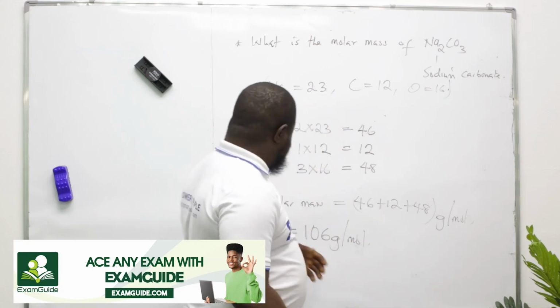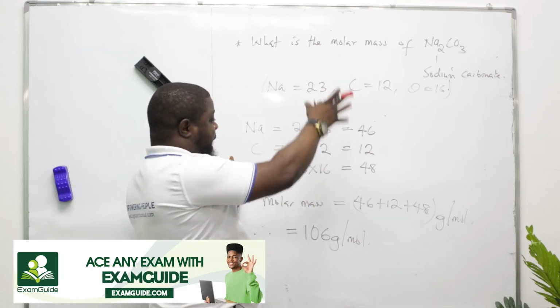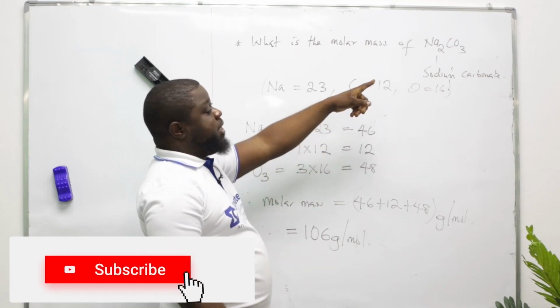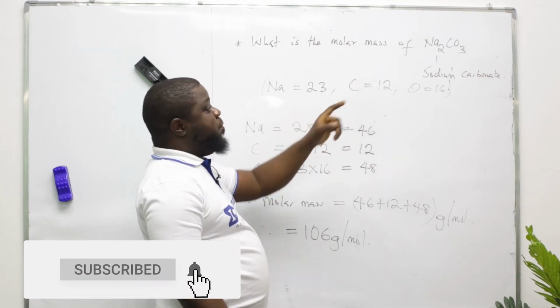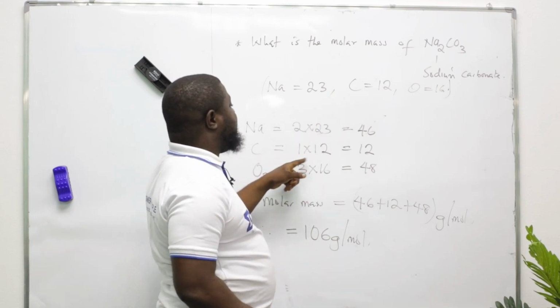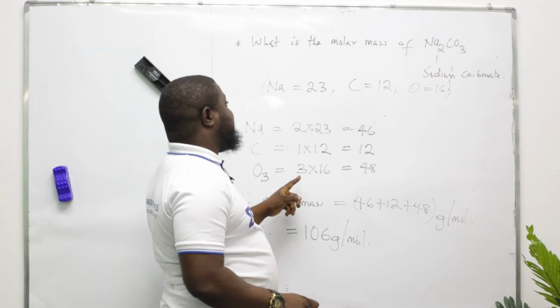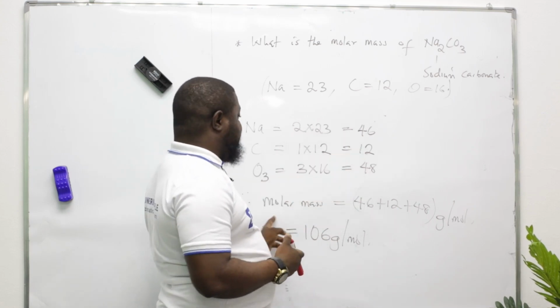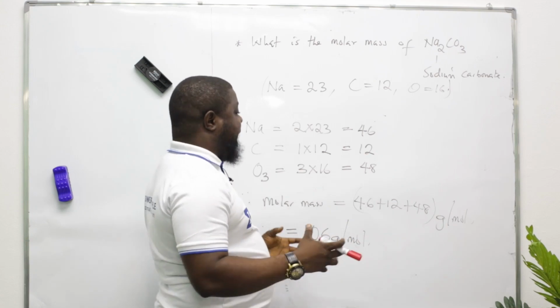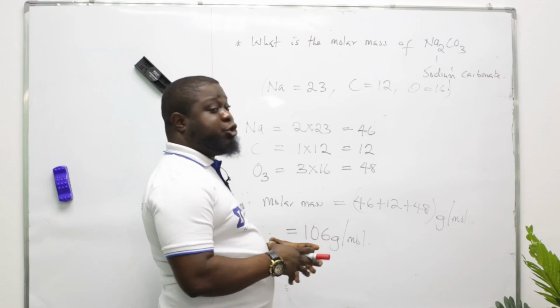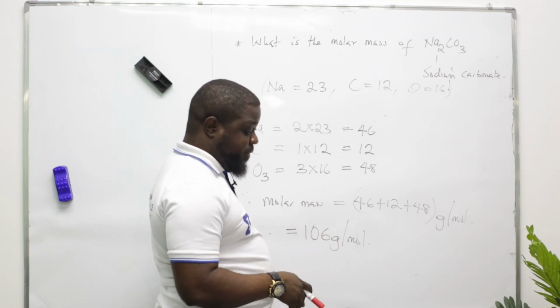Take note. Now, this is how it's been lined. 2 times 23, like I said, you multiply the number of atoms, which is 2 for sodium, by 23. The carbon is 1 times the mass number. Oxygen is 3 times the mass number. It gives you 46, 12, and 48. The molar mass will be the addition. Like I said, it is a sum. You sum all together, and it's going to give you this.